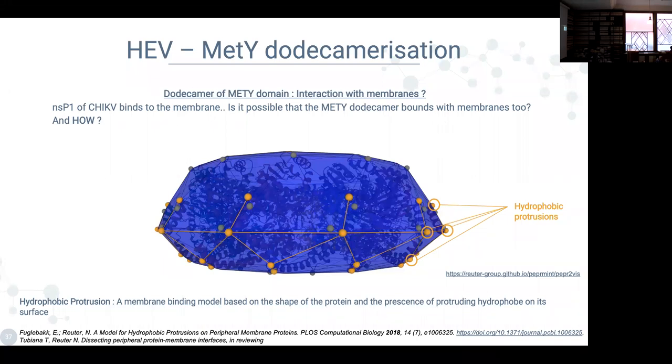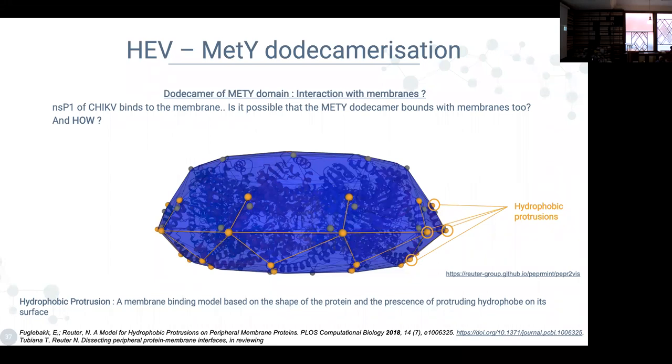So it's called the hydrophobic protrusion model. But just in short, if you have several hydrophobic residues, very exposed and very close together, they are called co-insertables and they are a good sign of membrane binding sites. And here we see that in the dodecameric form, we have hydrophobic protrusions and co-insertables everywhere in this hydrophobic interface. So it is a good sign.